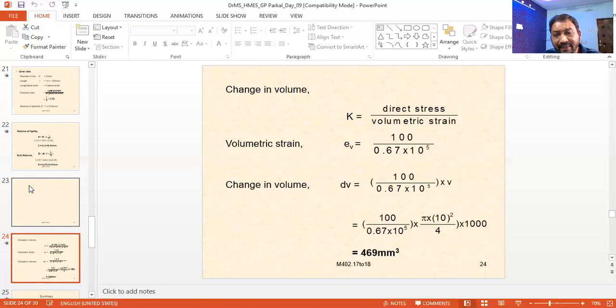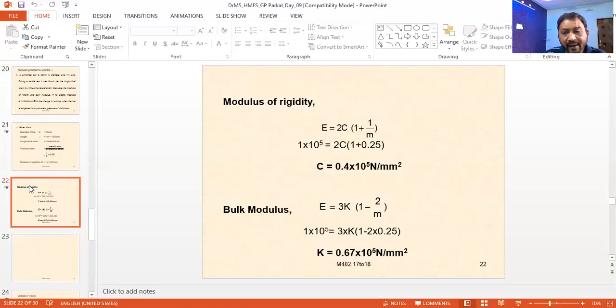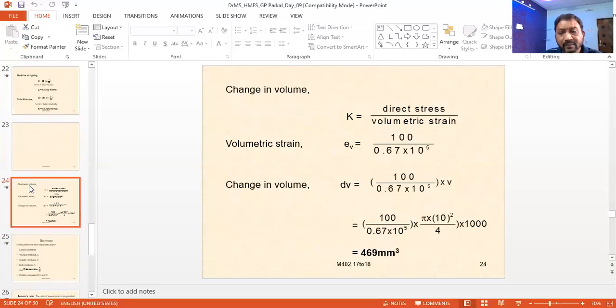So here the direct stress is given as 100. In this problem, they mentioned that the bar is subjected to a hydrostatic pressure. So this is nothing but the pressure acting along the length of the bar. Therefore, here the direct stress is equal to 100 and EV becomes 100 by 0.67 into 10 power 5, and that is nothing but the volumetric strain, that is dV by V.